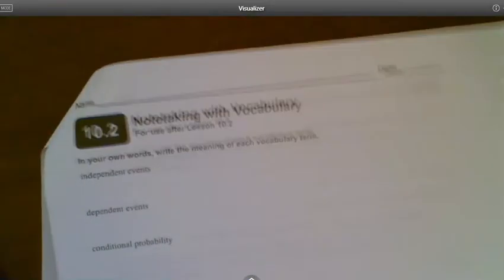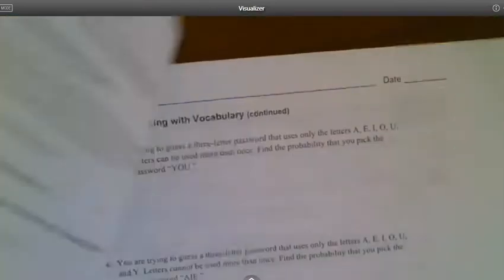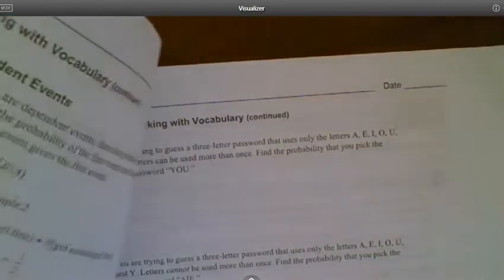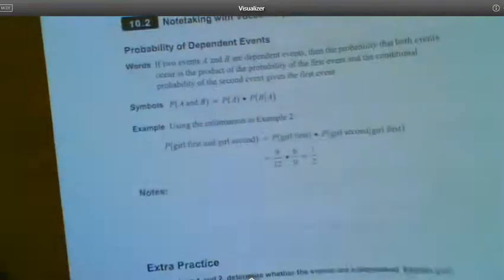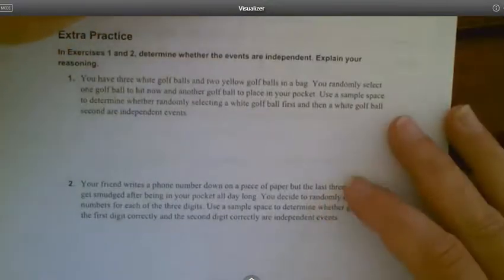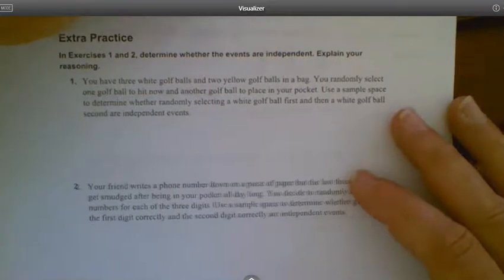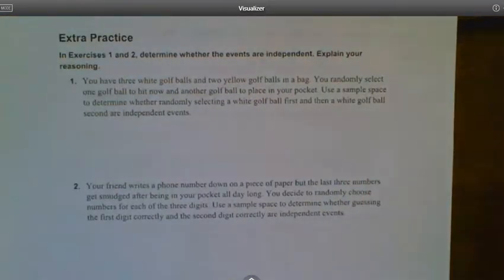Let me jump ahead again. Sorry, we're going to go through a couple pages here of stuff. To page 291. So go down to the lower half of page 291 where it says extra practice, and if you look at the first one, all we're doing on this one is basically just figuring out which one of these is independent and which one of these is dependent. So if you're going along with the video, this is a great place to pause and give that a shot on your own.